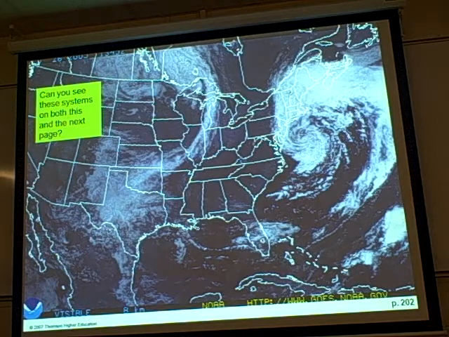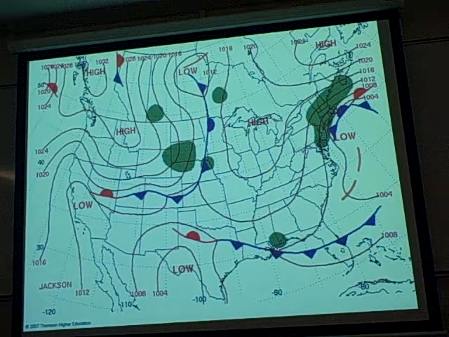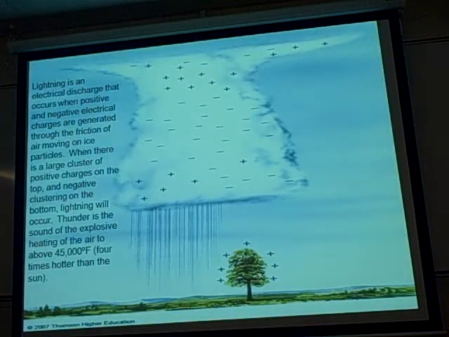I think these are pretty self-explanatory. Again, looking at, I don't know what the green is on this map. It's kind of not a good map as far as that goes. Maybe green means precipitation. That's kind of strange, but the important thing is looking at high pressure, low pressure, and what kind of fronts are involved. So spend a minute looking at this, and you can read about lightning.